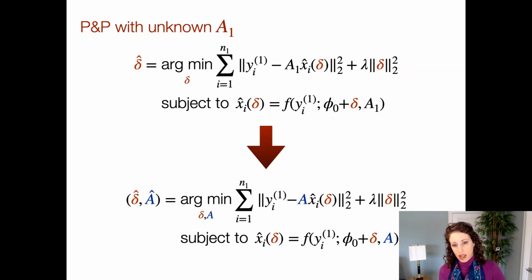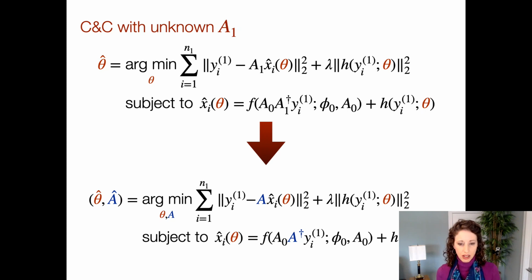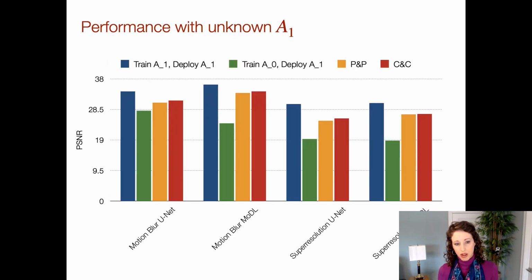I want to highlight that everything I've discussed so far involves knowing the new forward model and using that to, say, figure out what our right perturbation is. If you don't know what that forward model is, though, we can actually optimize over that as well. And this is true not only with our PnP method, but also with our CNC method. And here are some results highlighting that, where I have, again, the gold standard of training and deploying on exactly the same forward model.